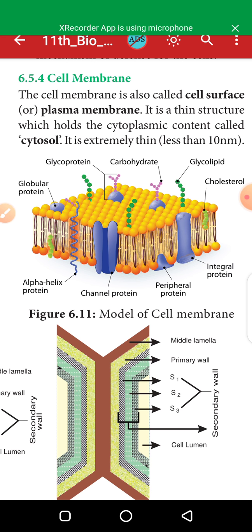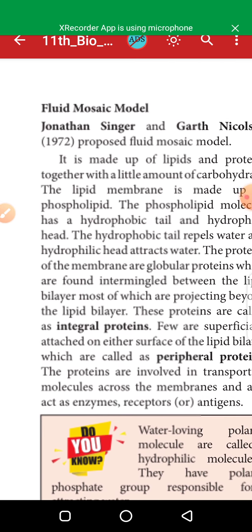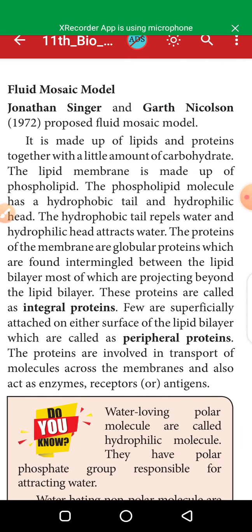Cell membrane is also called cell surface or plasma membrane. It is a thin structure which holds the cytoplasmic content called cytosol. It is extremely thin, less than 10 nanometer. Fluid mosaic model. Jonathan Singer and Garth Nicolson proposed fluid mosaic model. It is made up of lipid and protein together with a little amount of carbohydrate.